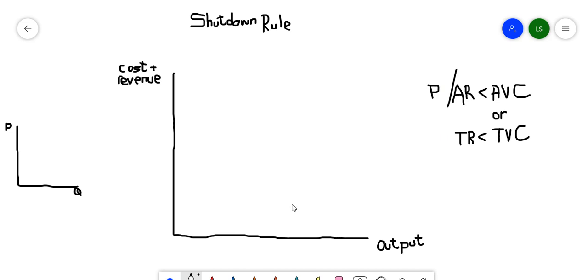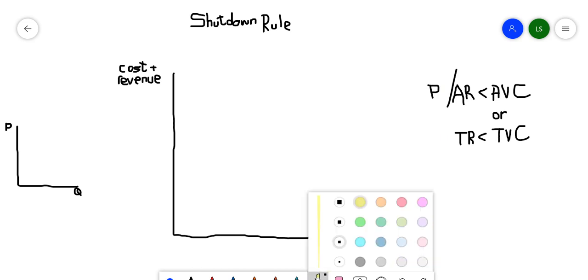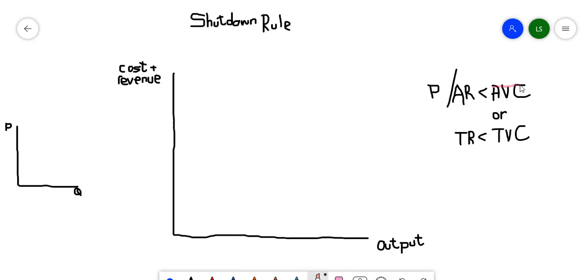So the key thing that we are looking at is the variable cost. That is what will determine if a firm is going to shut down or not. Remember we said your total cost is divided between fixed cost and variable cost. The fixed cost we have to pay even if we shut down, but it is the variable cost that we can avoid paying if we shut down.